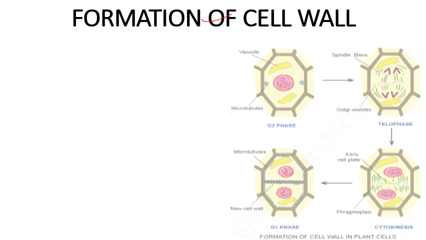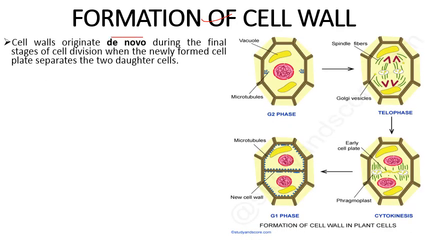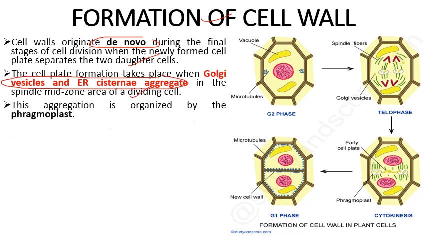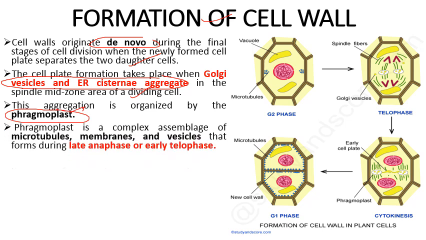Next comes formation of the cell wall. The cell wall originates de novo during the final stage of cell division, when the newly formed cell plate separates the two daughter cells. The cell plate formation takes place when Golgi vesicles and endoplasmic cisternae aggregate in the spindle mid-zone area of the dividing cell. This aggregation is organized by a structure called the phragmoplast. ये जो important structures हैं, they are meant for cell wall formation. Phragmoplast is a complex assemblage of microtubules, membranes and vesicles that forms during late anaphase and early telophase.